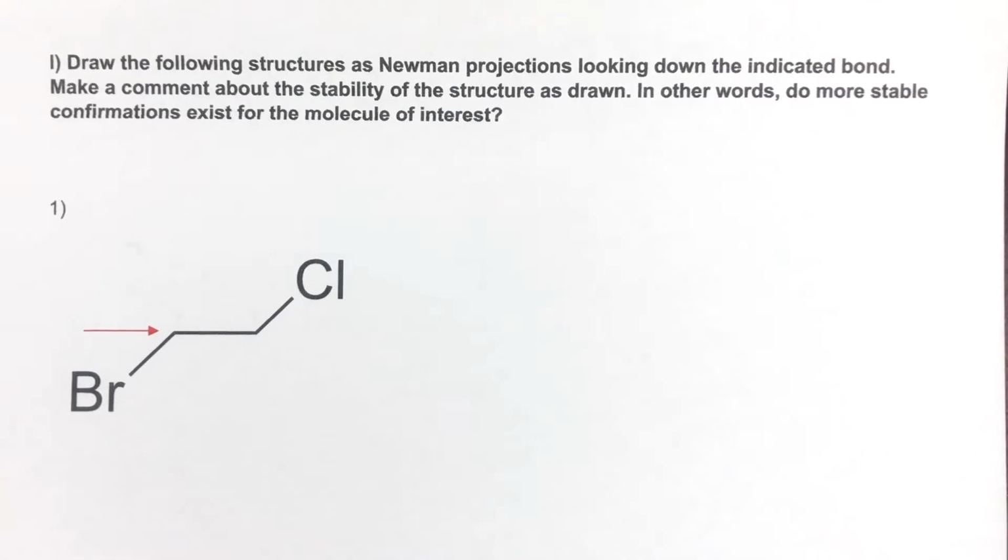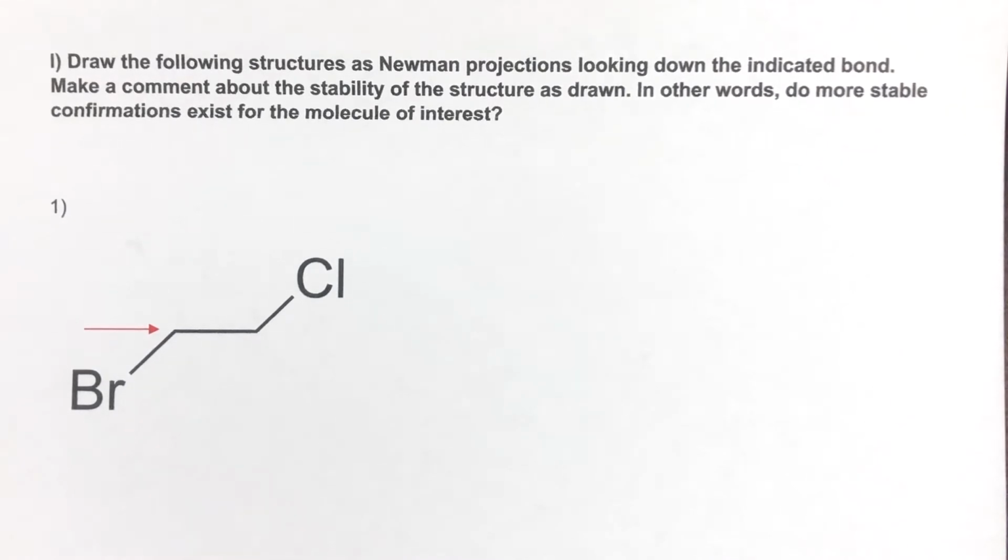All right, for the remainder of the video, I'm going to work through several examples converting from the skeletal structures to a Newman structure. In these questions, we're going to be looking down an indicated bond, and that's going to be shown by this red arrow. That is the bond that we need to look down.